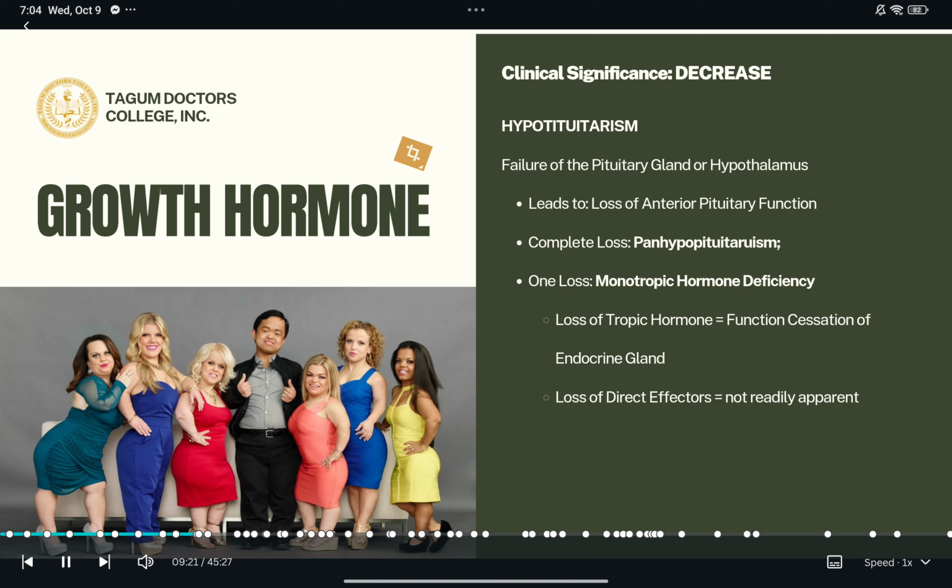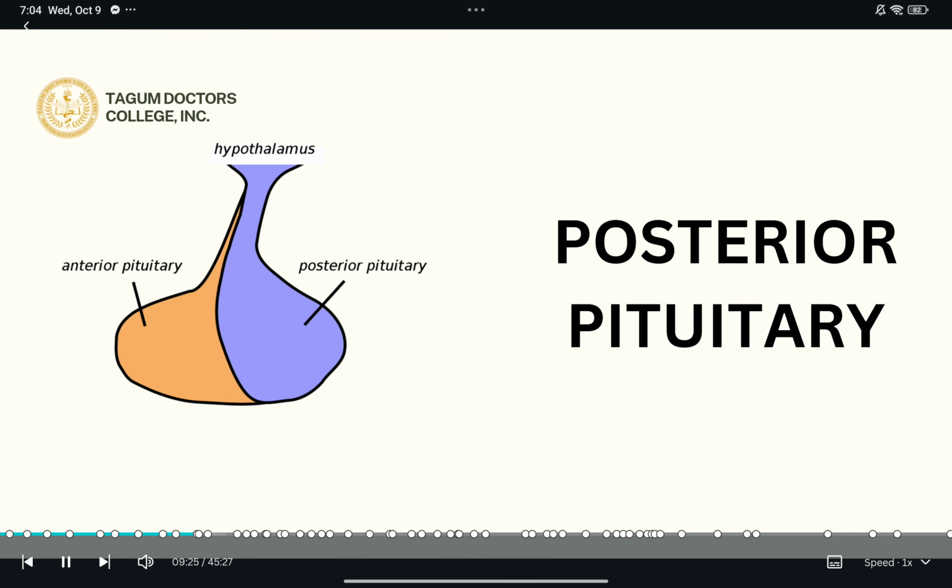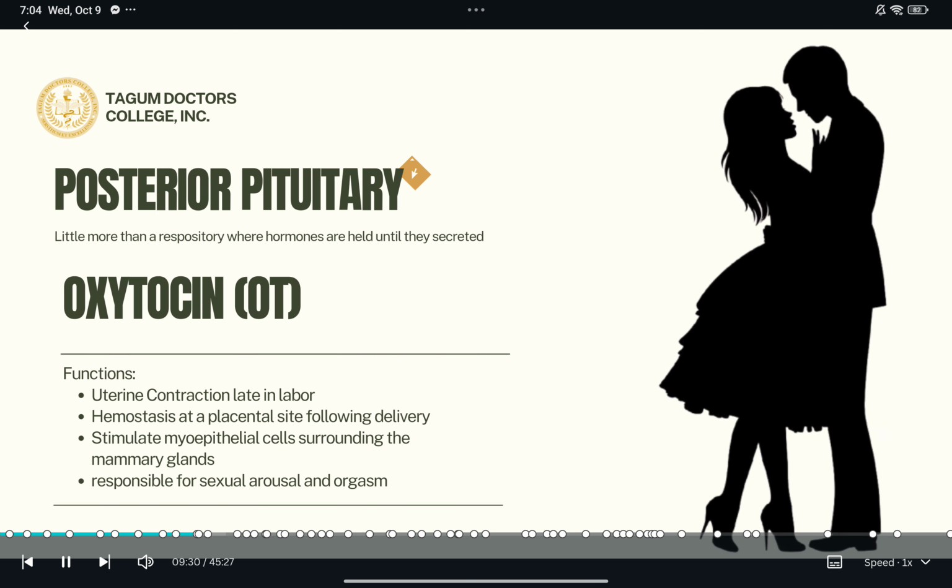Okay, so that would be it for our anterior pituitary hormones. Next, we have our posterior pituitary. Under the posterior pituitary, first we have oxytocin. The functions of oxytocin are uterine contraction late in labor and hemostasis at the placental site following delivery. It stimulates myoepithelial cells surrounding the mammary glands and is responsible for sexual arousal and orgasm.